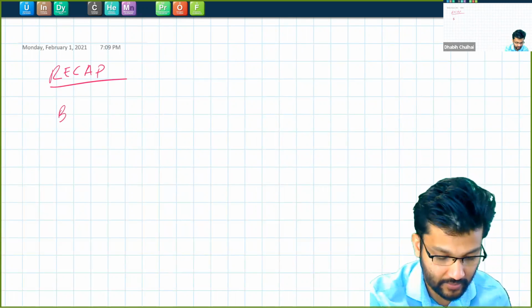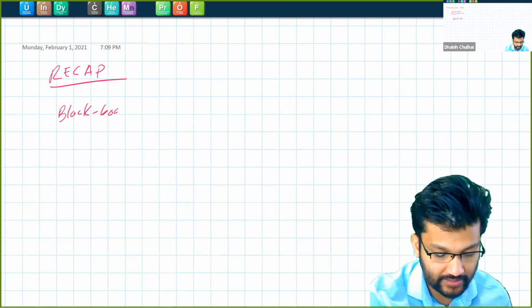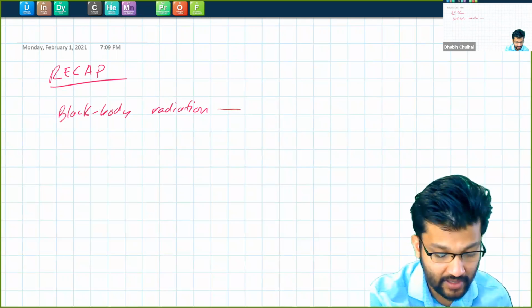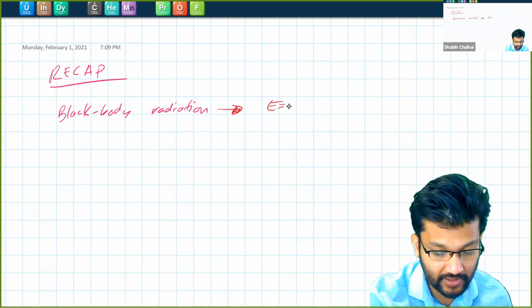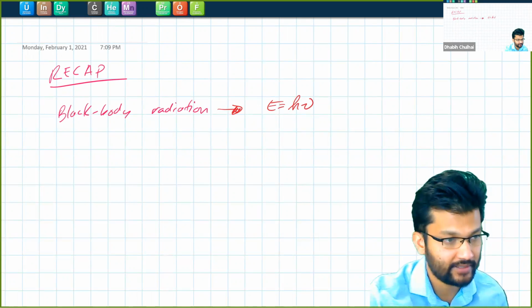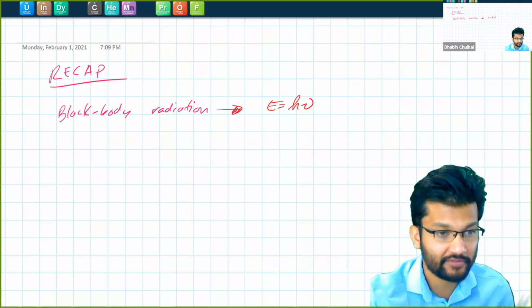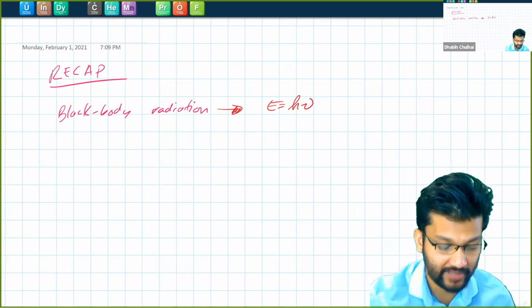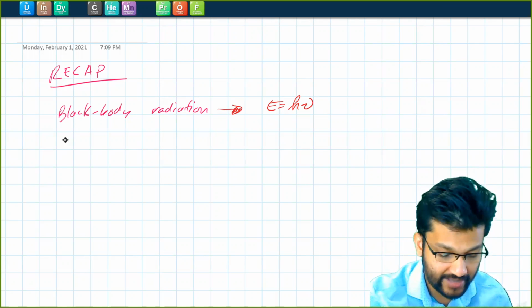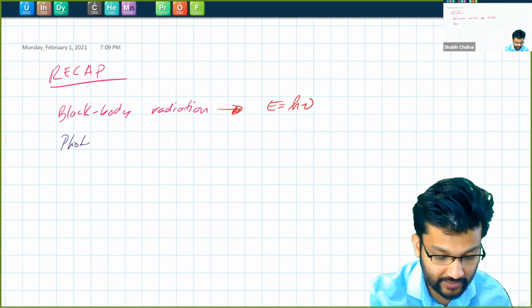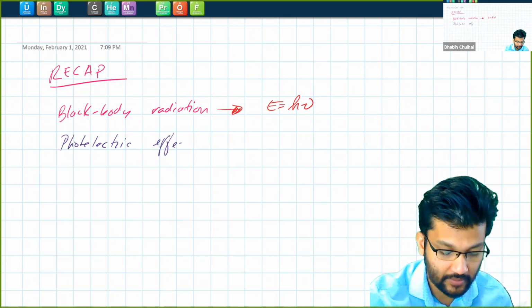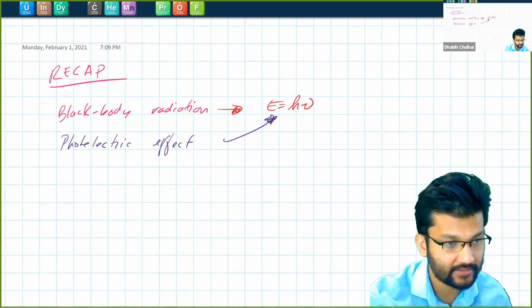We could explain black body radiation, at least Planck did, by assuming that the energy of light is quantized, and he called those little quantized particles of light photons. Einstein also studied the photoelectric effect and came to the same conclusion, that light is quantized.